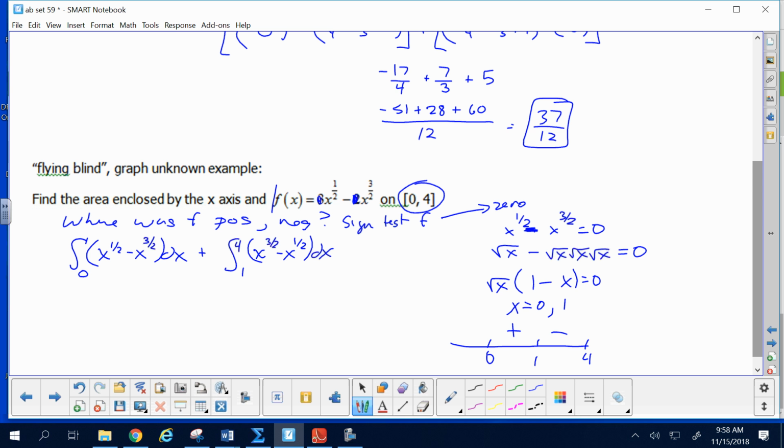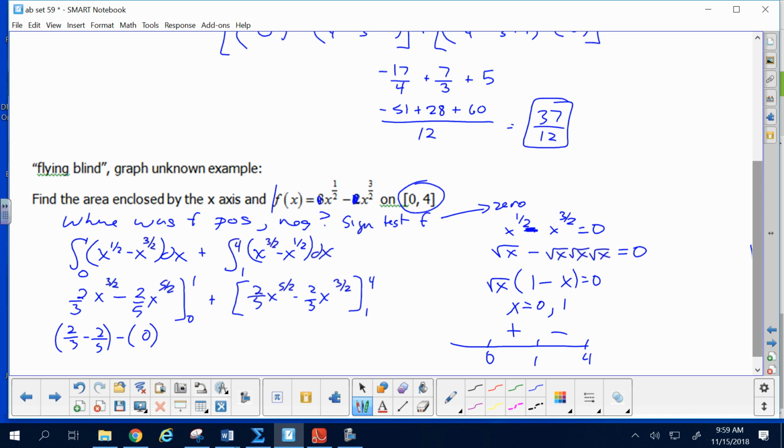What's the antiderivative of x to the half? X to the 3 halves and 2/3 out front. What's the antiderivative of x to the 3 halves? It's 2/5 x to the 5 halves from 0 to 1. I'll tackle that in a second. The antiderivative of x to the 3 halves is the same: 2/5 x to the 5 halves, 2/3 x to the 3 halves, from 0 to 1. Okay, this at 1 is 2/3 minus 2/5 minus 0.